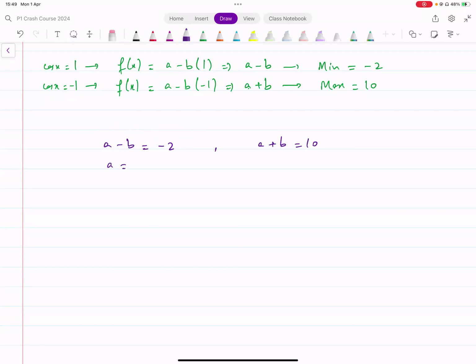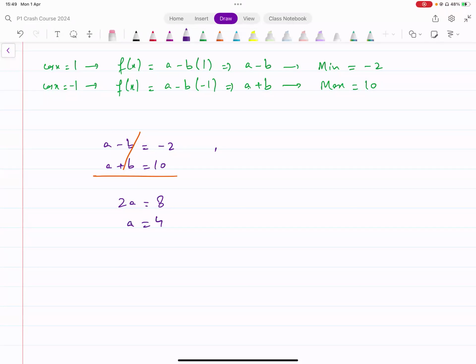So you could actually do this using elimination much quicker. You could say a minus b equals -2. You can actually just write them like this instead. So you have two equations: a minus b equals -2 and a plus b equals 10. We could do elimination. These two get cancelled. And we have 2 times a that equals 8. The value of a turns out to be 4.